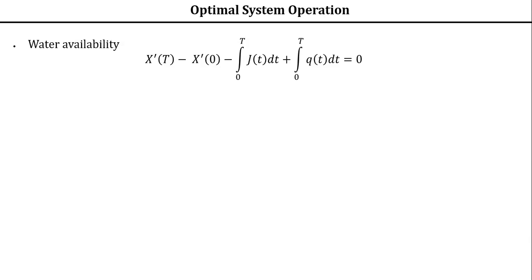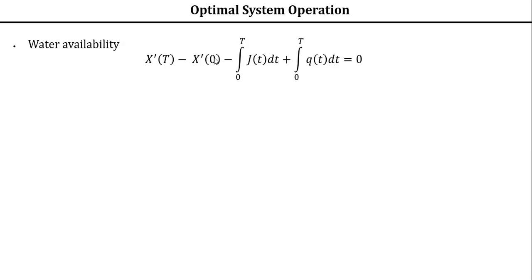That is rate of discharge, Q. So we have to find out what this rate of discharge is to minimize your cost of thermal generation. For that, I explained this equation. What is this X dash of T? It is the storage at the end of the period T.